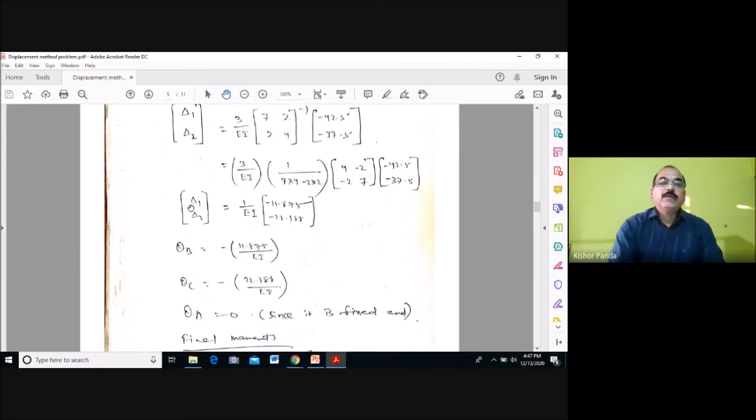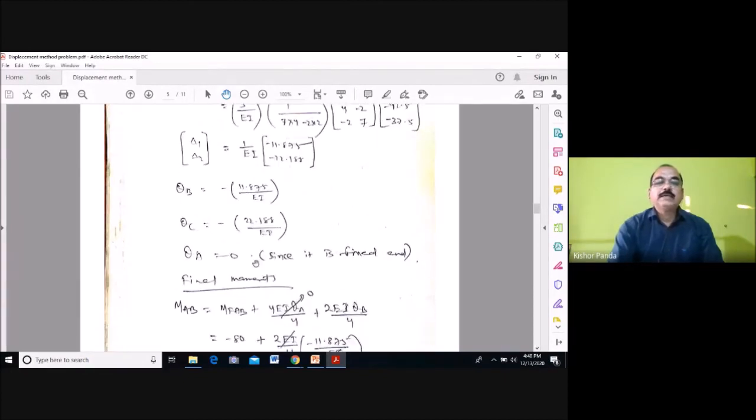So this delta 1 is equal to theta B and delta 2 is equal to theta C. So here you got the rotational displacement at 1 and 2. That's why this method is called the displacement method, because here you are getting the displacement in the coordinate directions 1 and 2. Delta 1 is equal to the rotational displacement at B, and delta 2 is equal to the rotational displacement at C, and theta A is equal to 0, you know, because that end is fixed.